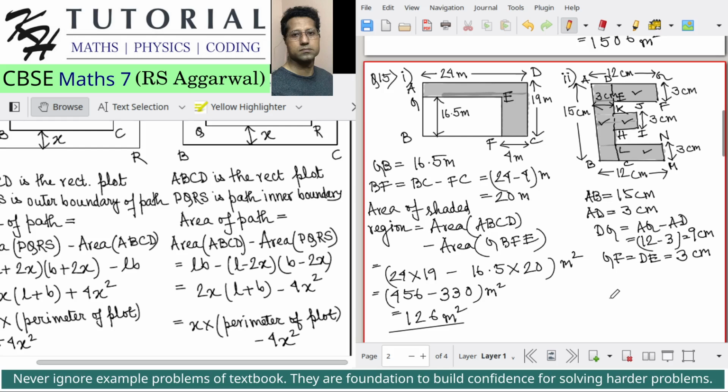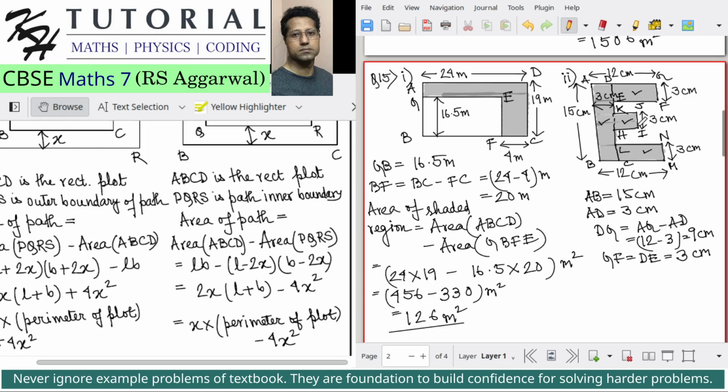Sorry friends, let me quickly check whether I am missing any information in the given problem. Okay, so I am missing one piece of information, which is that this length is 5 centimeter. So that's what I was wondering. How will I find it?